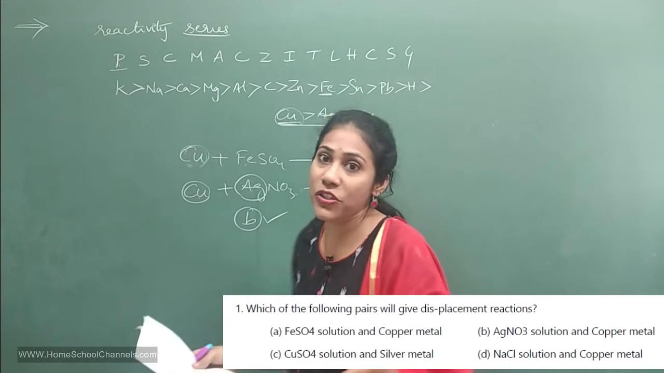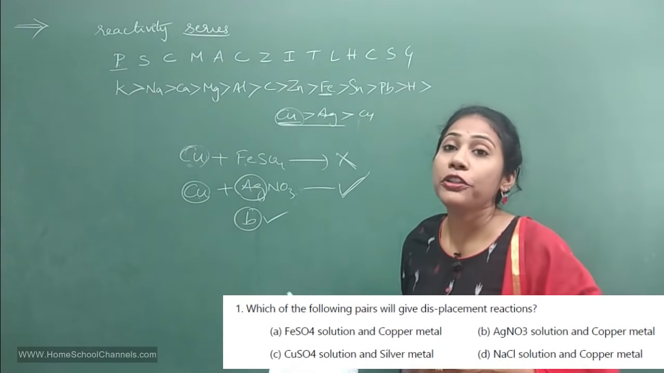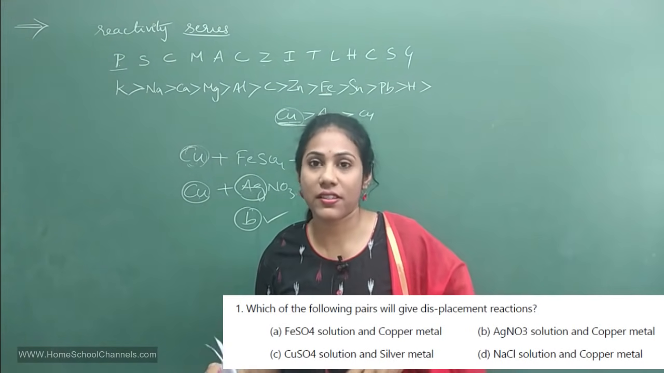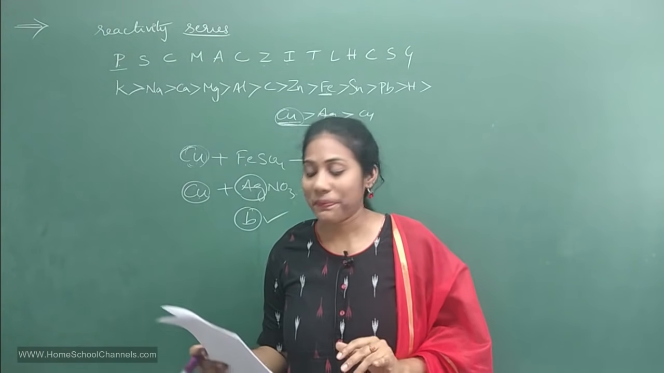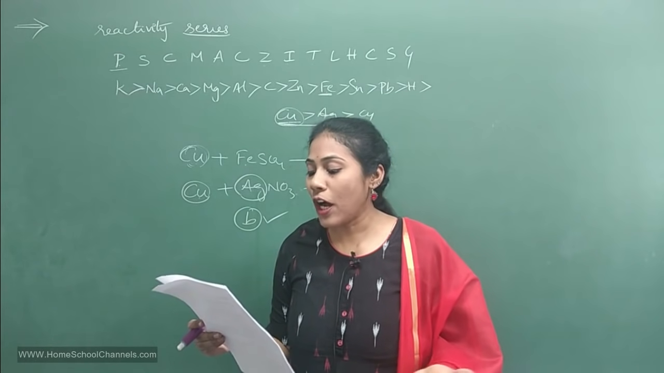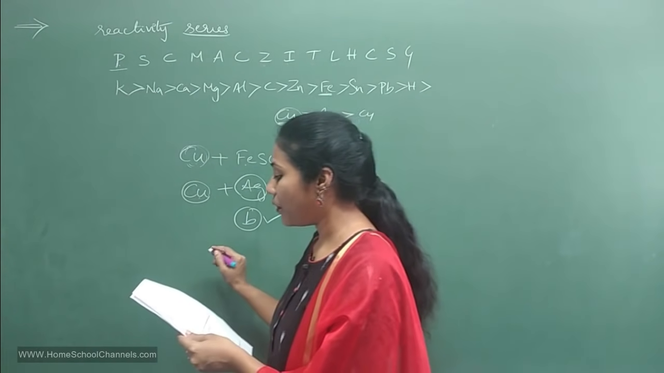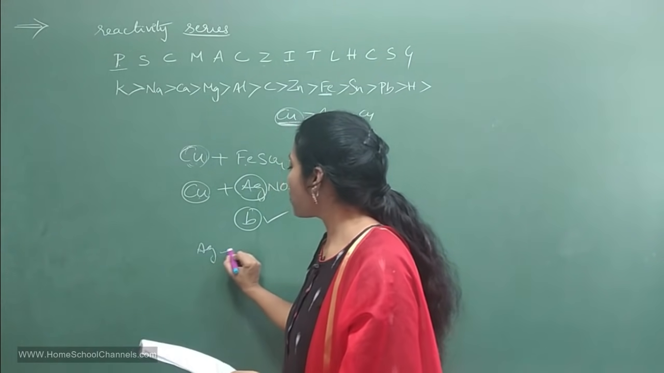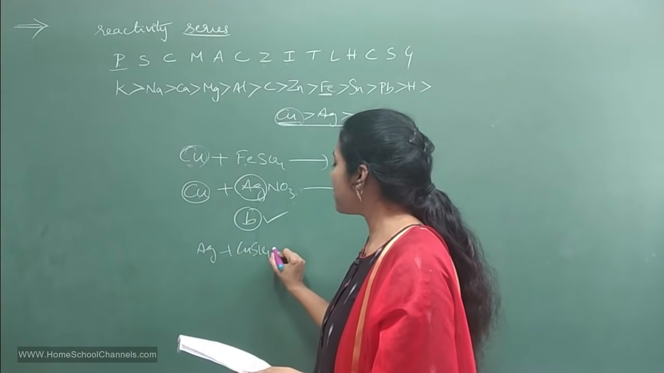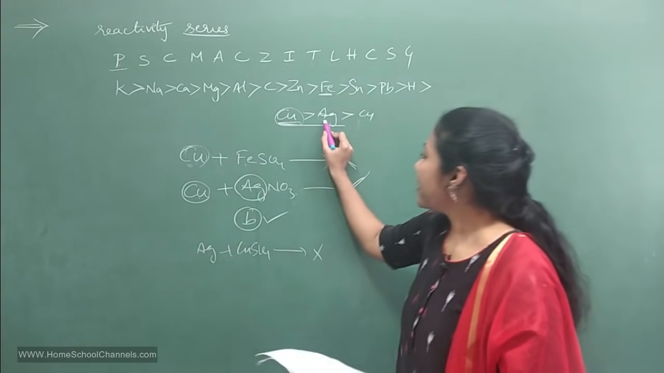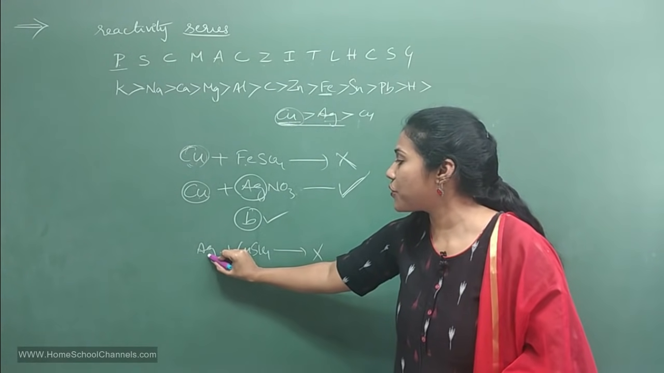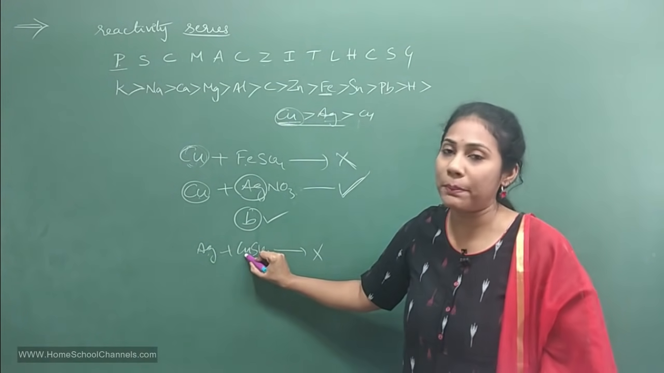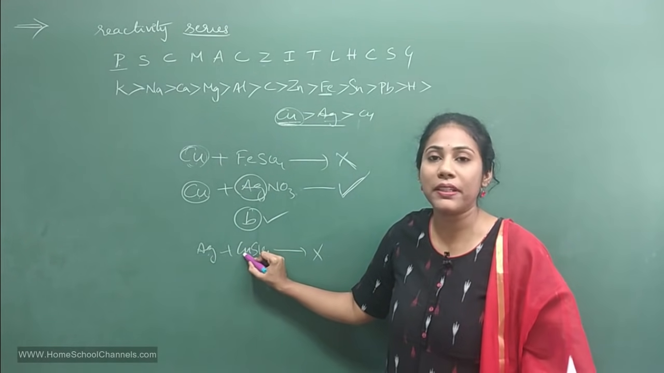Right? So based on the reactivity series, you have to decide such questions which come on displacement reaction. Okay. Say third option, they gave you silver and copper sulfate, right? That is Ag plus copper sulfate. Here also displacement reaction cannot occur because Ag is coming here, copper is coming here. Ag is less reactive, so it cannot displace copper. Okay.